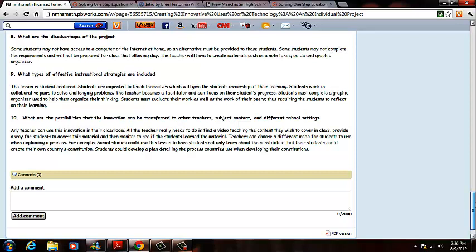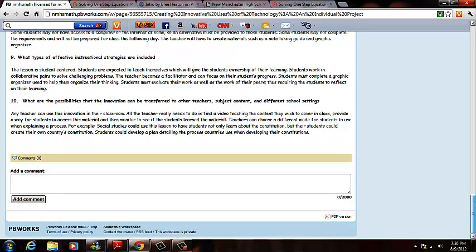Effective instructional strategies, it's student-centered. Students have to take ownership of their learning. They work in pairs. The teacher becomes a facilitator. They have a graphic organizer, and they actually have to evaluate each other's work, which I think is very important.